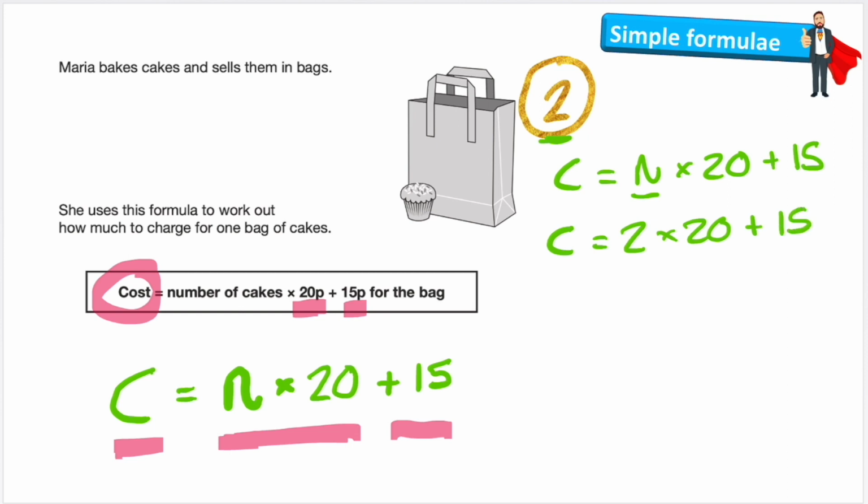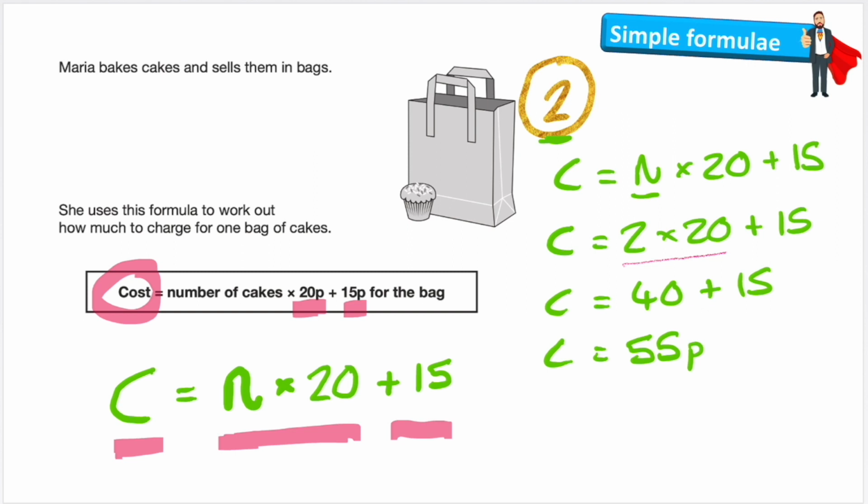Think back to our BODMAS. Remember that multiplication comes before addition, so I'm going to have to do this multiplication question. So my next line would read C equals 40 plus 15, and now I'm left with my addition. C equals 55, and 55 what? 55 pence. So if I wanted to buy 2 cakes, it's going to cost me 55 pence.